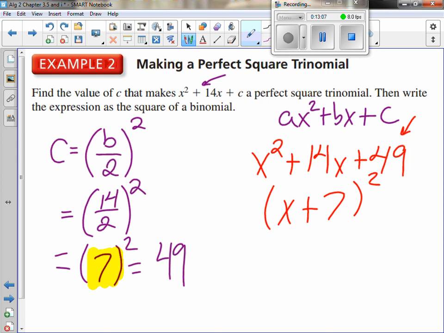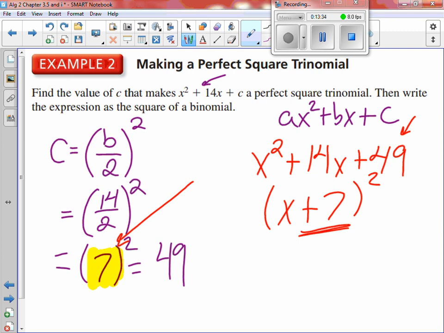What's really nice is, say this had been negative 7. So it was minus 14x, we would get negative 7. What do you think is going to go inside there? It'd be x minus 7. It takes the sign with it. So if it's positive or negative, whatever's inside these parentheses before we square it will be the number that goes right there. And it'll work out that way every single time.